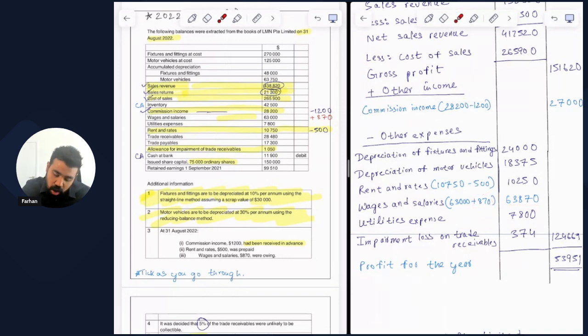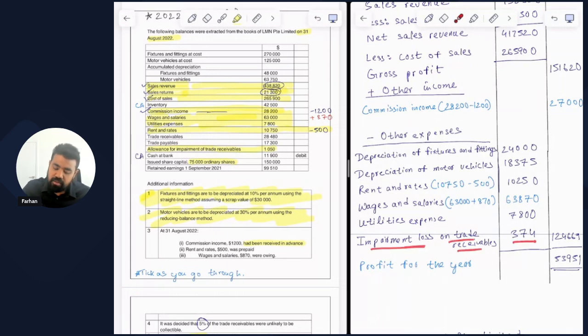Then we have got utilities expense of 7,800. This does not really have any adjustments, and I've just simply taken it from the list of balances that we're given. So let's highlight the wages and salaries and the utilities expense that we have already used. Okay. All right.